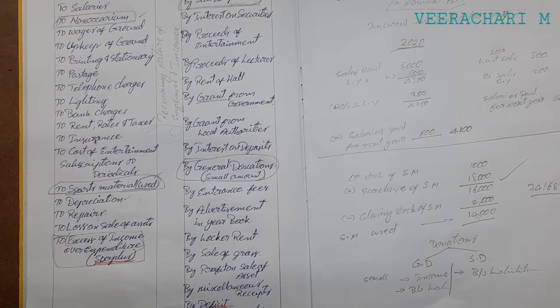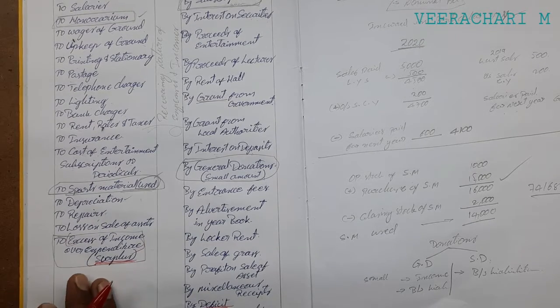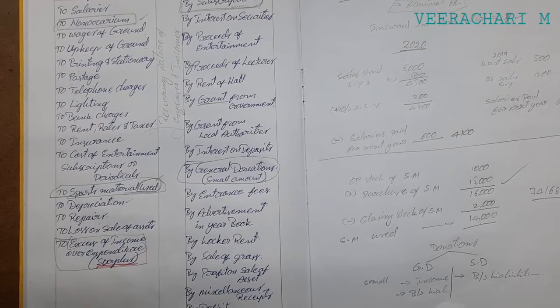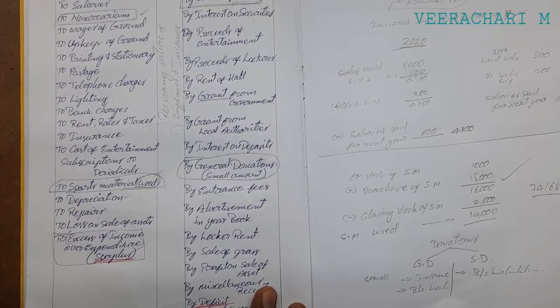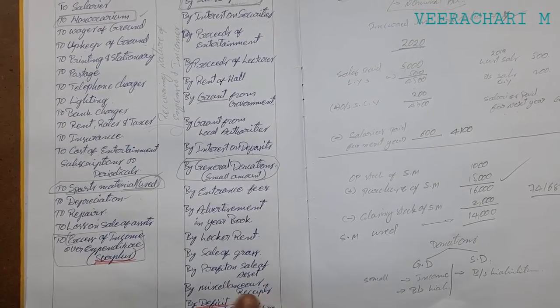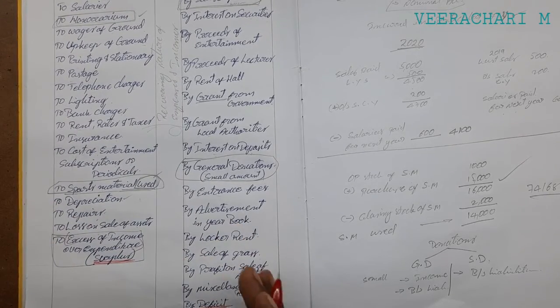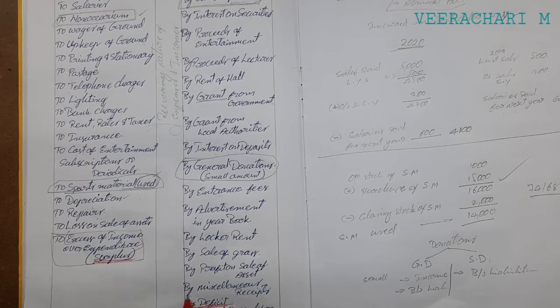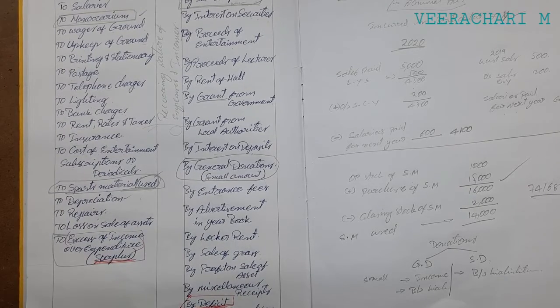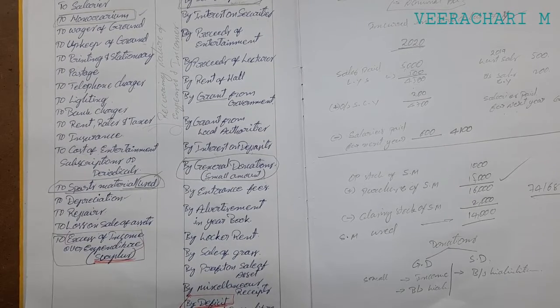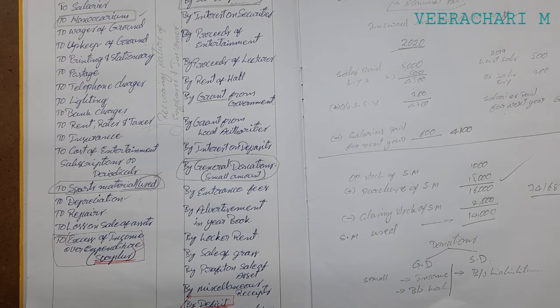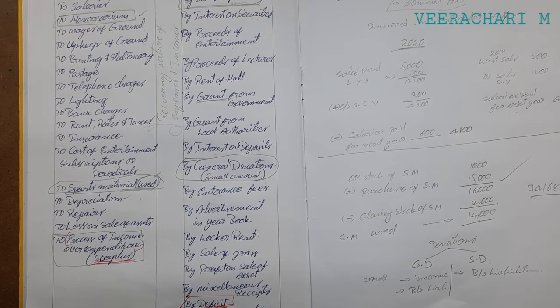Next, the same way, if the debit side is more and the credit side is less, then expenditure is more and income is less, and that difference is called deficit. The deficit we should write as excess of expenditure over income.